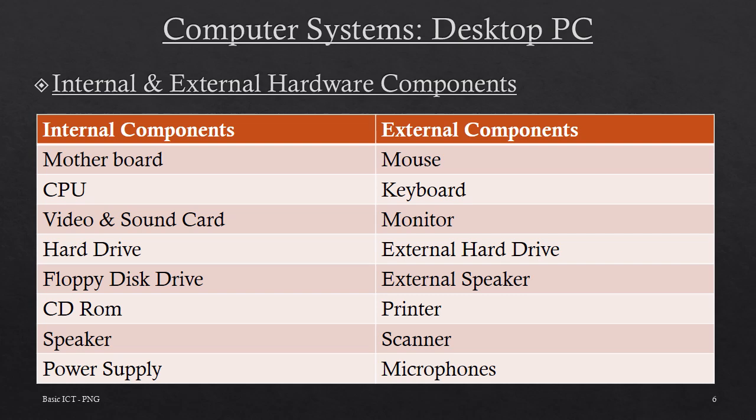The components labeled in the previous slide can be categorized as internal or external components. Internal components include motherboard, CPU, video and sound card, hard drive, floppy disk drive, CD-ROM, speaker, power supply. External components are mouse, keyboard, monitor, external hard drive, printer, scanner, and microphones. These are some main external and internal components of a desktop PC.